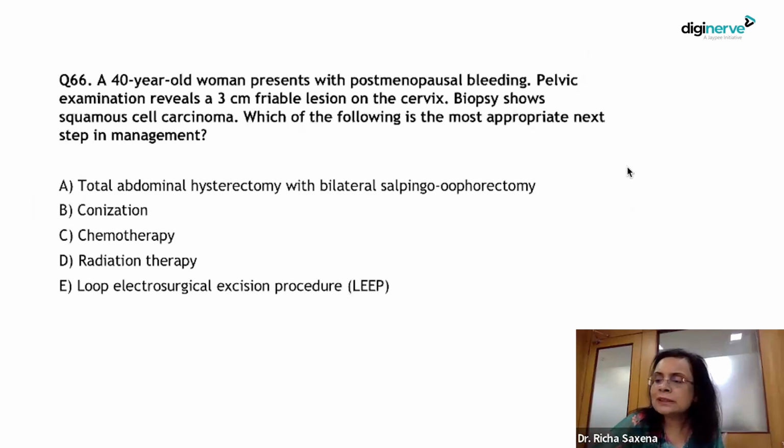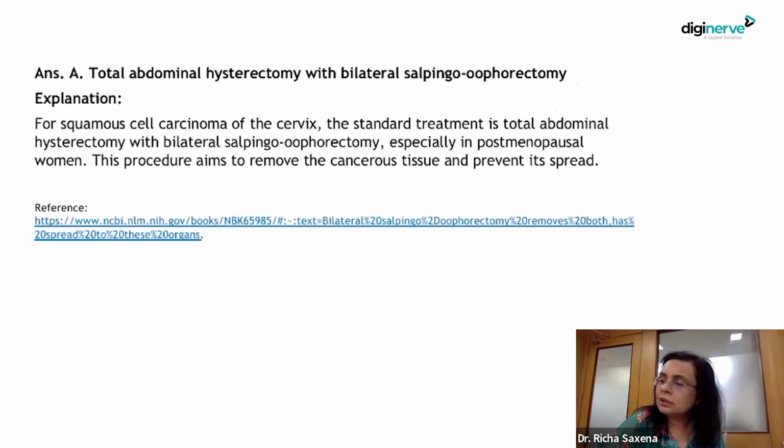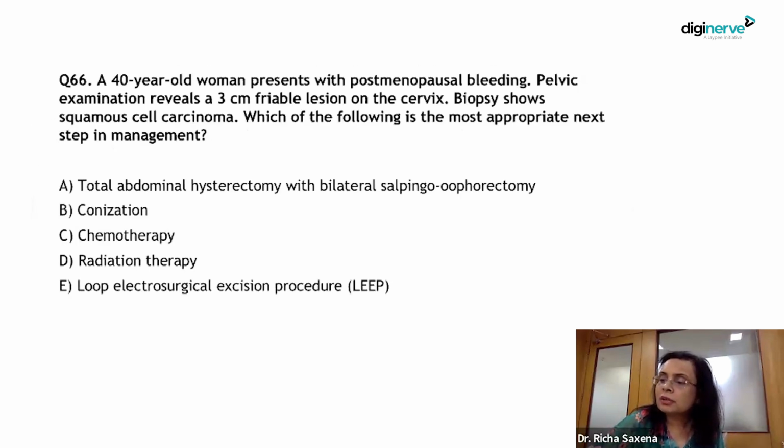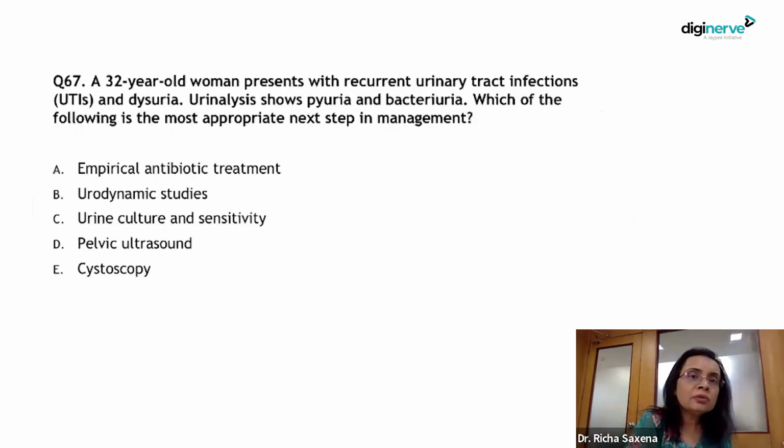So this is probably stage 1 because this is confined to the cervix. So what should you do in this case? And she's 40 years old, so most likely she has completed her family. So what should you do? You should go ahead with a total abdominal hysterectomy with a bilateral salpingo-oophorectomy.